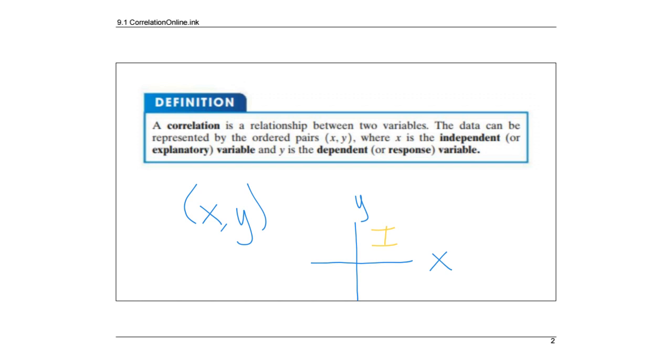So x is the independent variable. It's also called the explanatory variable. And so that's what is explaining what's happening. And y is going to be the dependent variable.